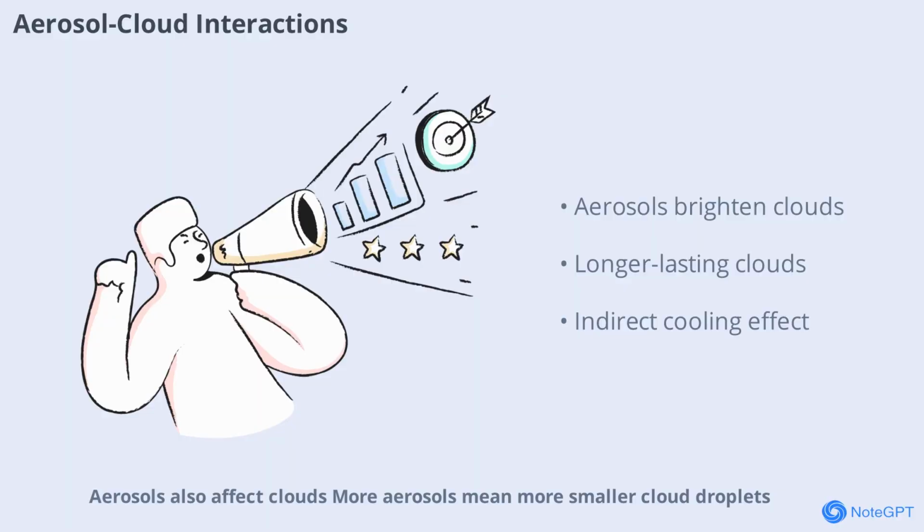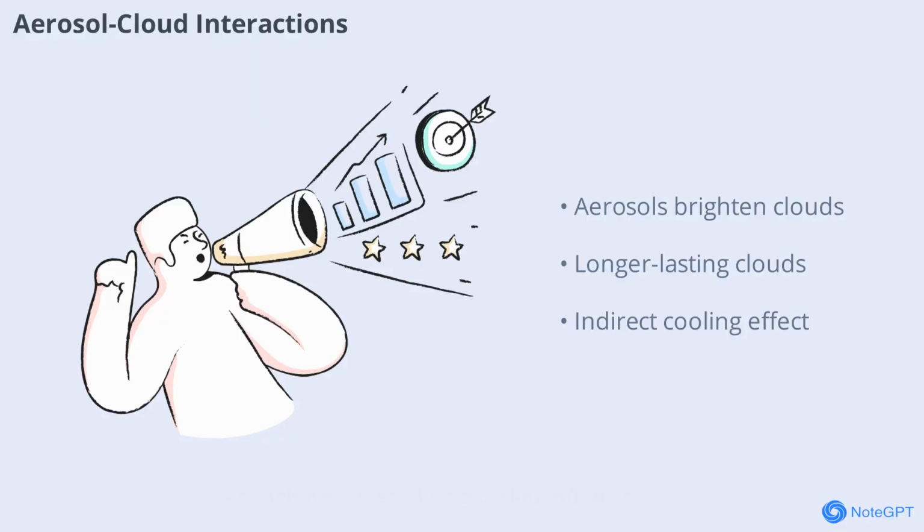Aerosols also affect clouds. More aerosols mean more smaller cloud droplets, making clouds brighter and longer lasting. This increases cloud reflectivity and enhances the cooling effect. These indirect effects are harder to measure than direct aerosol cooling but are significant. Overall, aerosols have exerted a net cooling influence, offsetting some greenhouse warming over the past century.